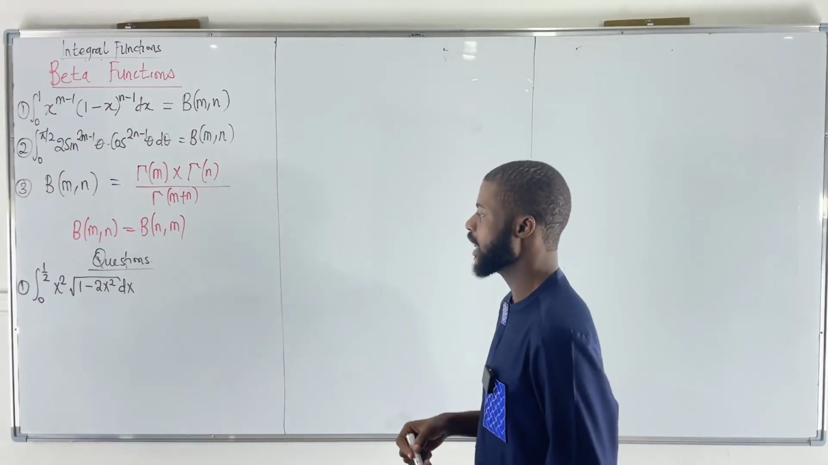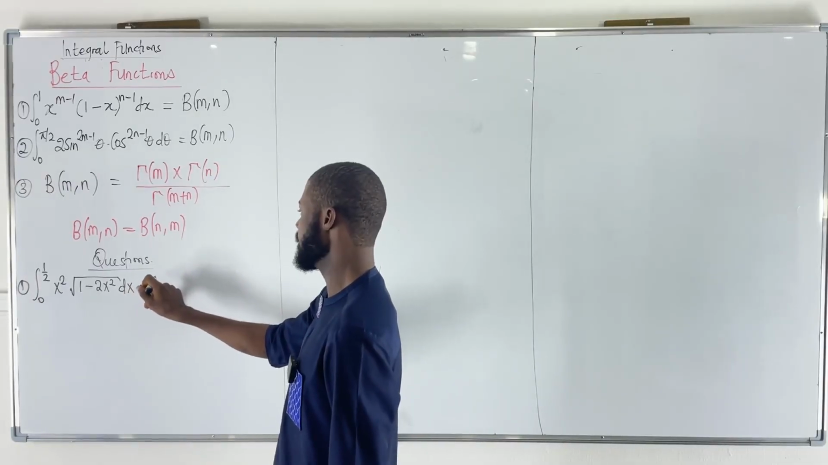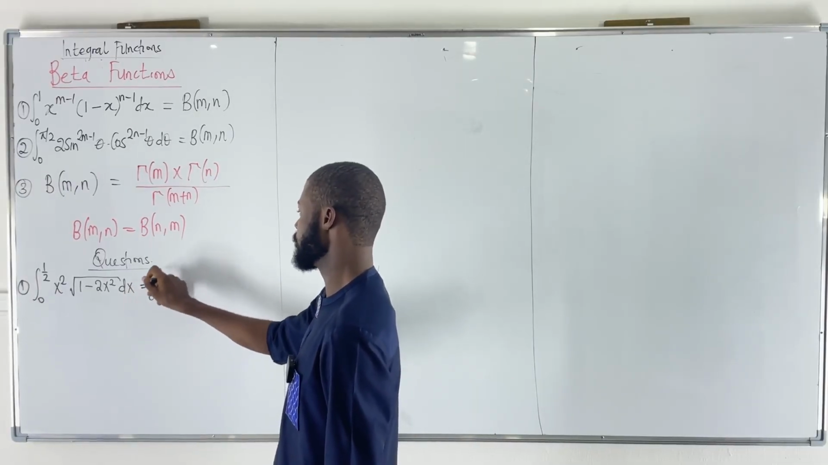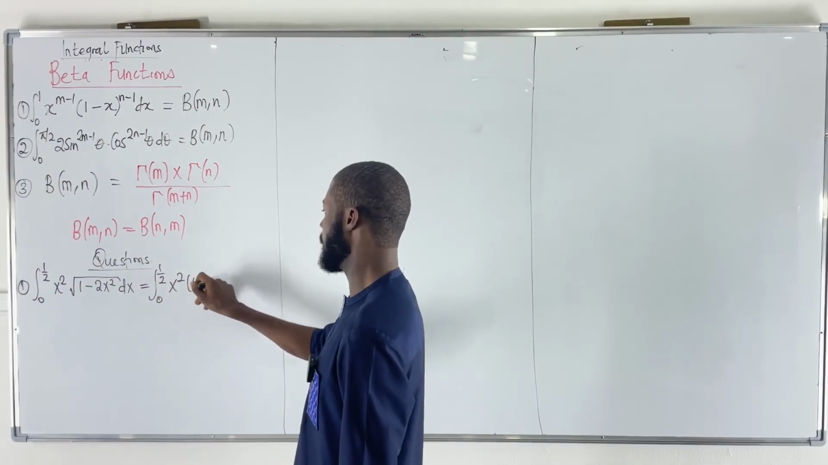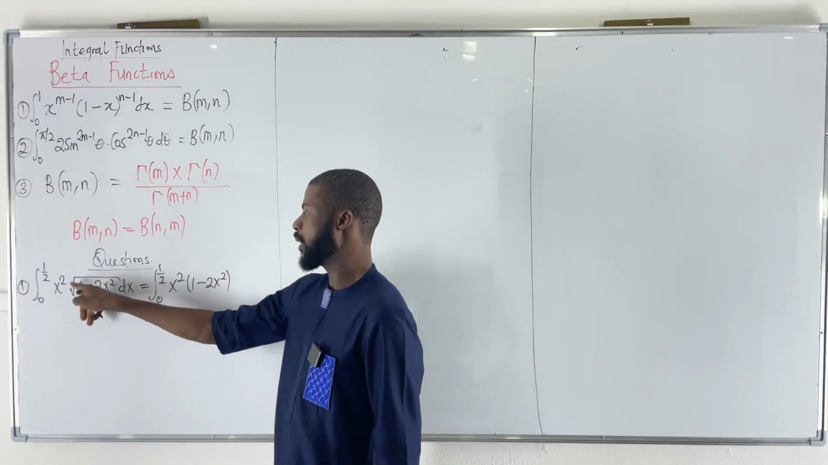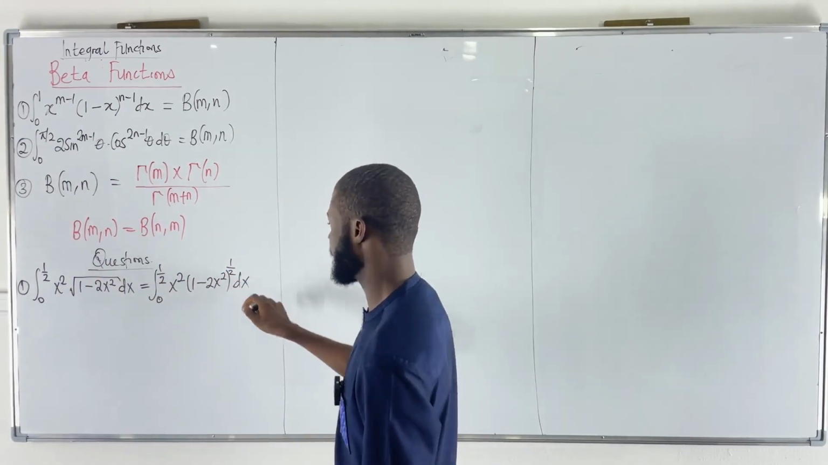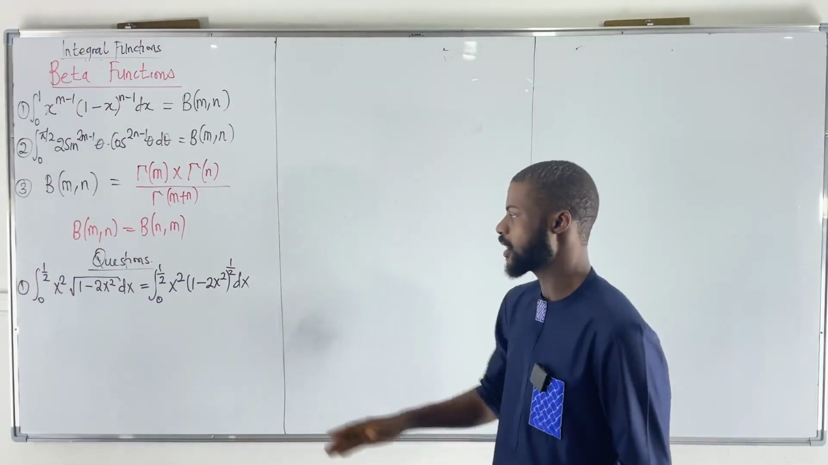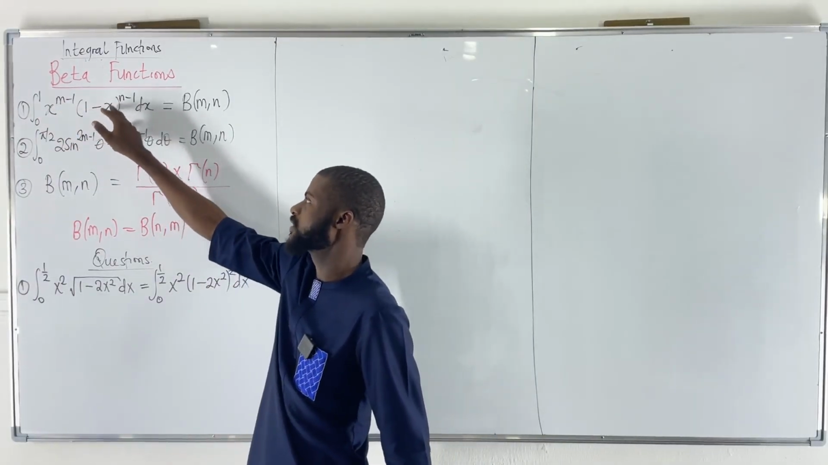So what we're going to do here is, let us first rewrite this as the integral from 0 to half of s squared times (1 minus 2s squared) to the power of half, dx. This square root actually means the power is raised to the half. Okay, now it's almost looking like x to the power of some number, 1 minus x to the power of some number.